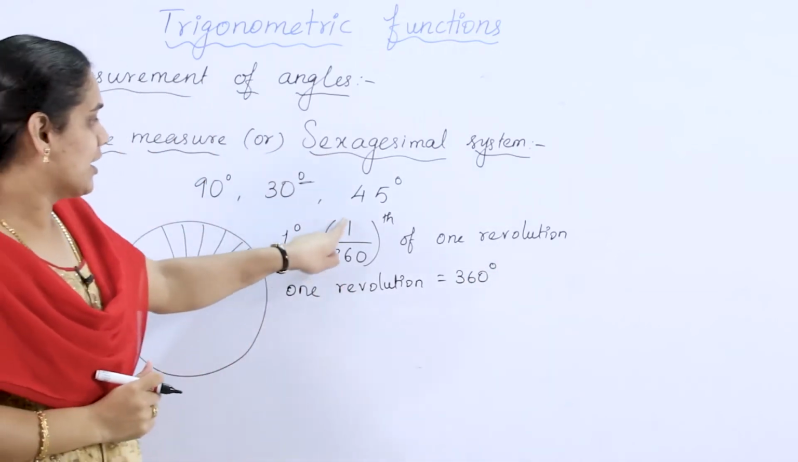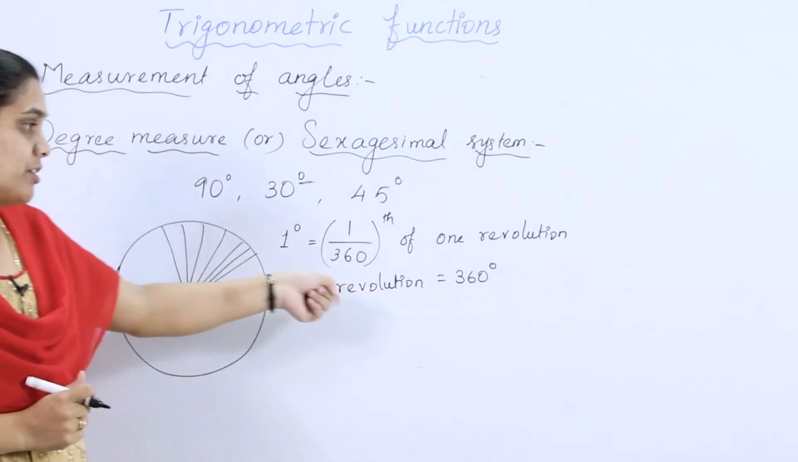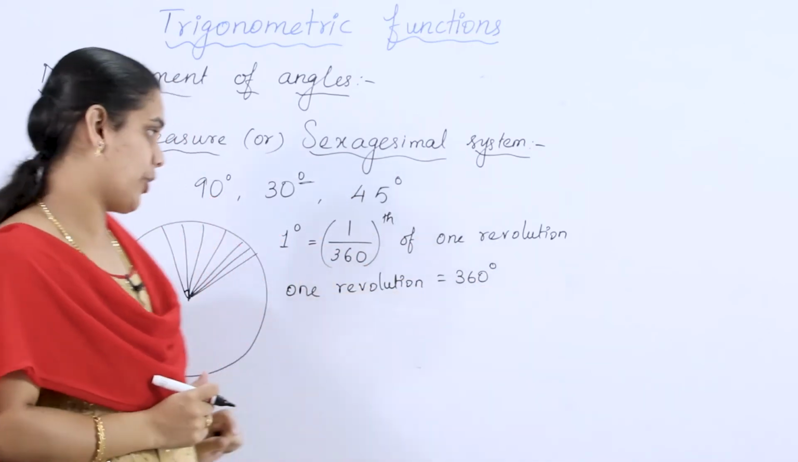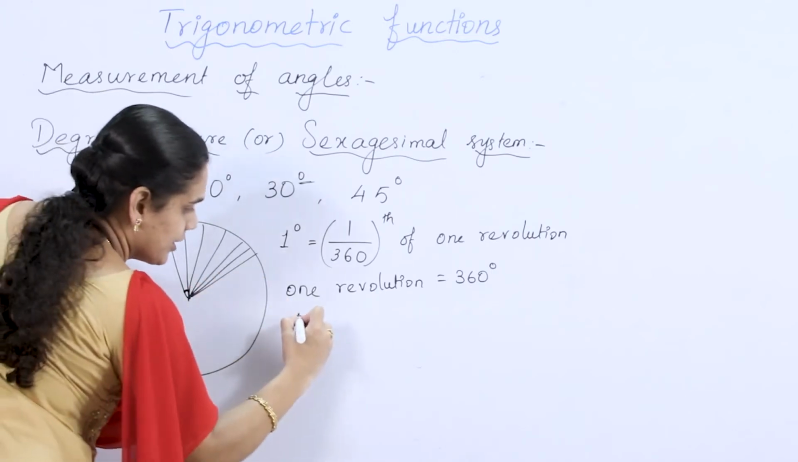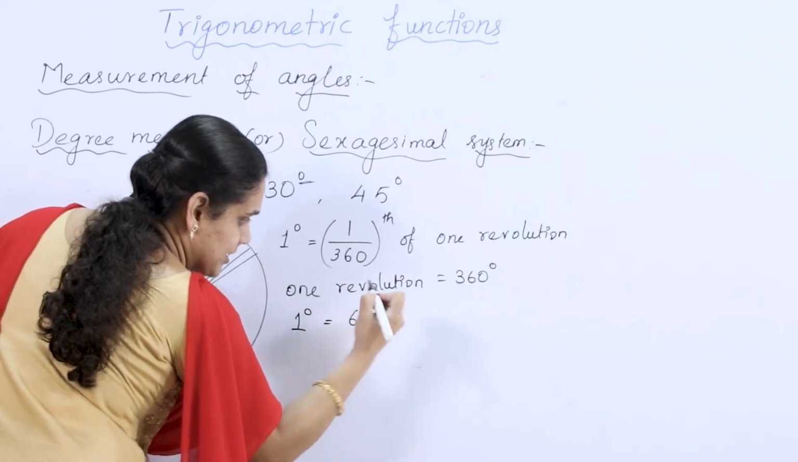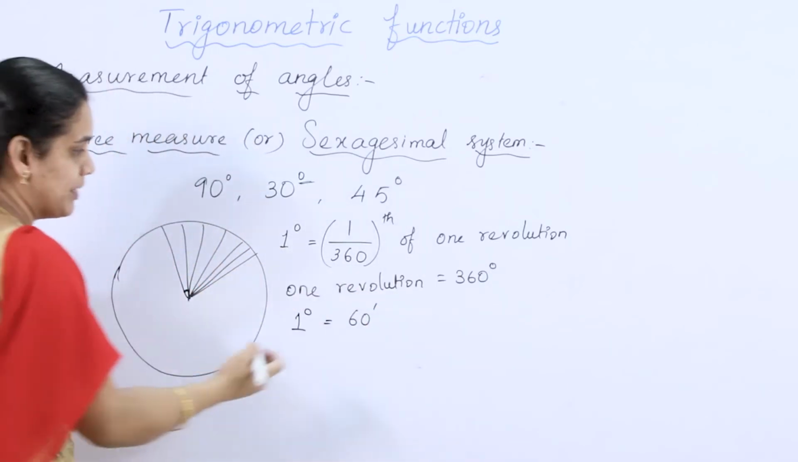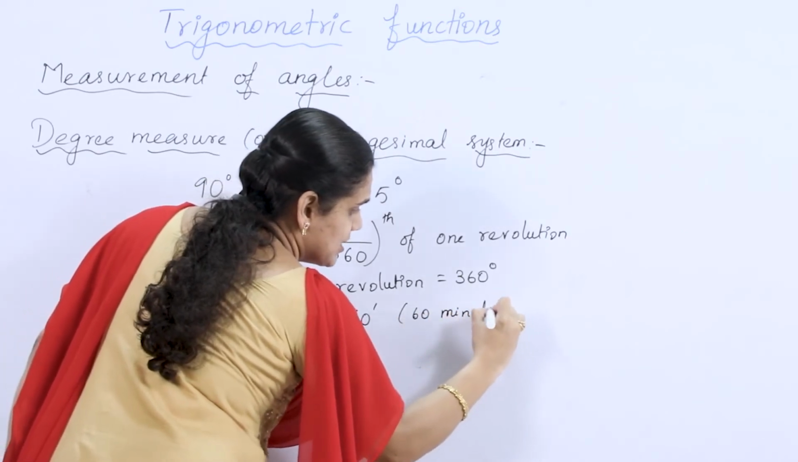1 degree is equal to 1 by 360th of 1 revolution. Otherwise you can say that 1 revolution is equal to 360 degree. Again, 1 degree is divided into 60 parts, and that is called minutes. 60 minutes, we put 1 dash. This is called minutes. 1 degree is equal to 60 minutes.